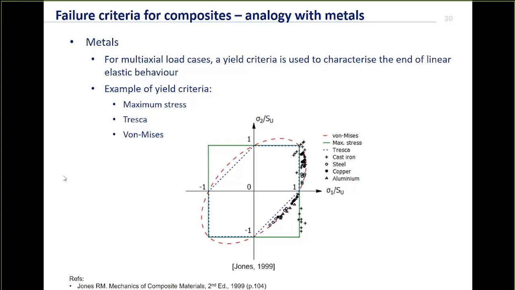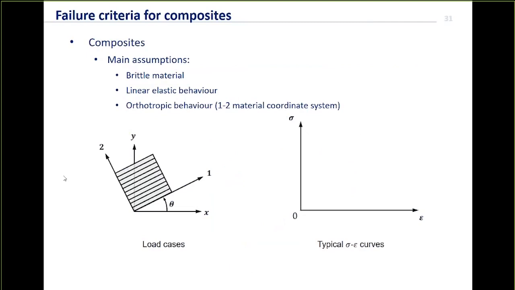Okay, so let's move on to composites. So composite laminae are a little bit different. First of all, they are in general more brittle, so they behave rather linearly up to the point where they break, and they also behave differently in tension and compression, and they're also highly anisotropic. We can simplify things a little bit if we choose a coordinate system to look at them which is lined up with the fibre directions.